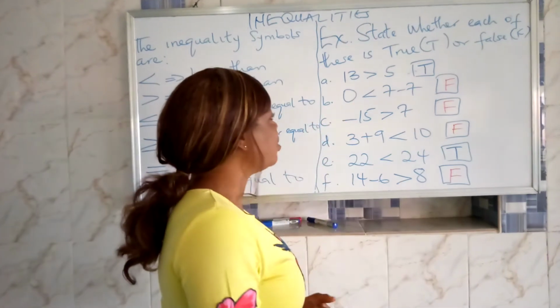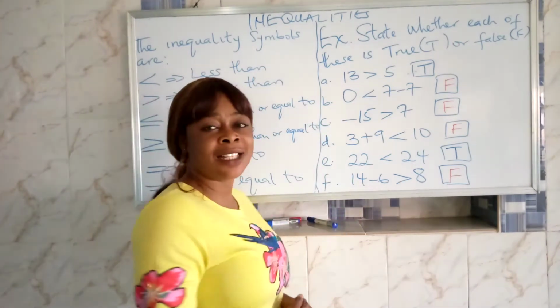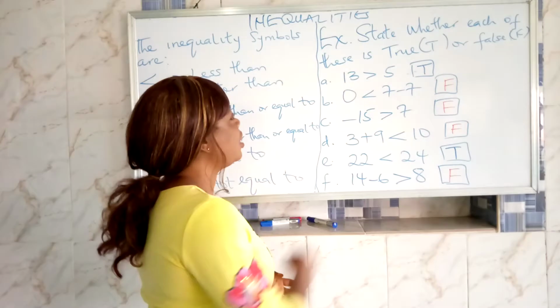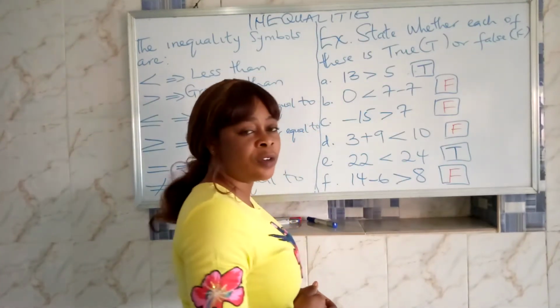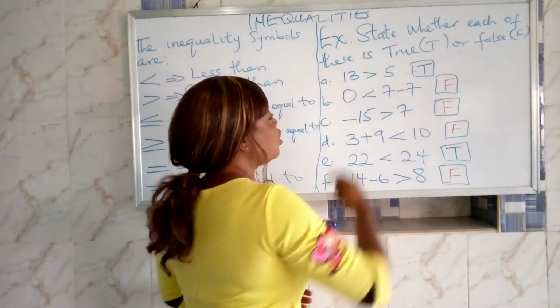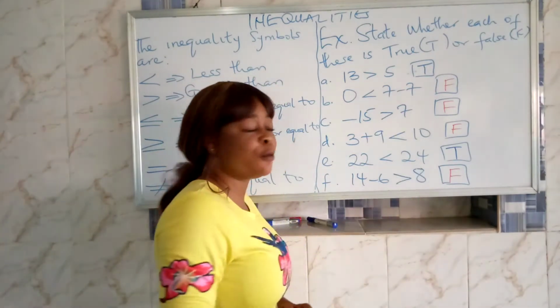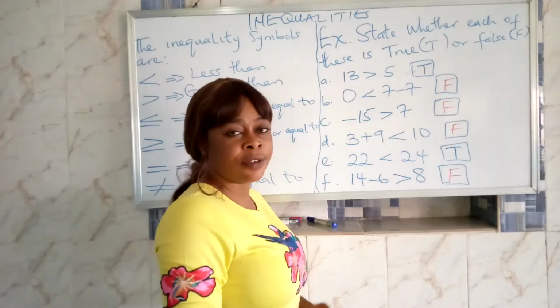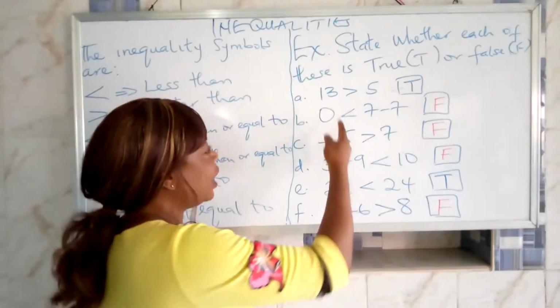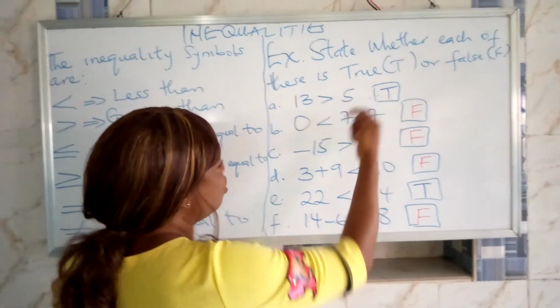So let's quickly use this to see if you can answer this question. The instruction says state whether each of these is true or false. That means T represents true, while F represents false. Look at the first question: 13 is greater than 5. That is true. I hope you all agree with me.